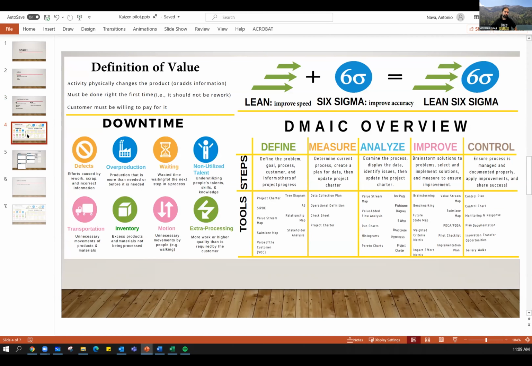Here is your crashiest crash course in all of Lean Six Sigma history. We need to identify the customer first and foremost, and the process. So what is the process that we're looking at? Who is the customer in that process?